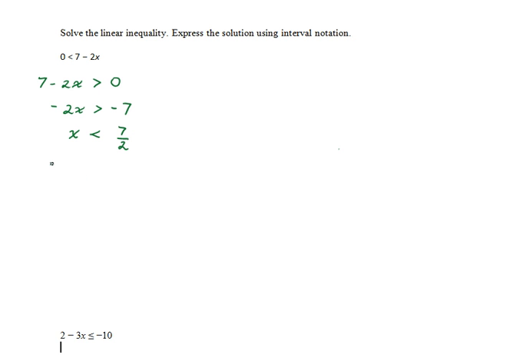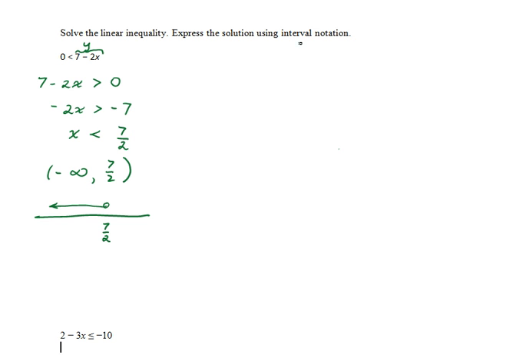In terms of interval notation, that would be negative infinity to 7 halves. And in terms of the number line, we'd have an open circle at 7 halves and all of the real numbers to the left. Now, it's interesting to think about this in terms of functions if you have studied functions.